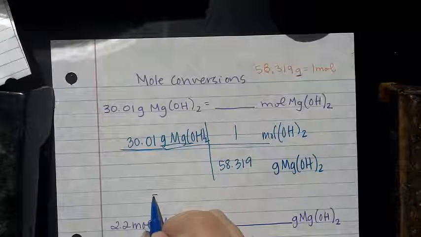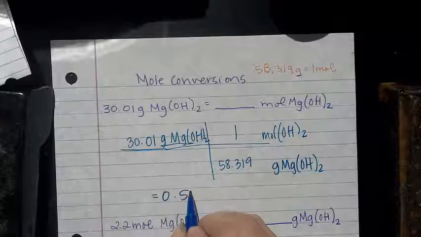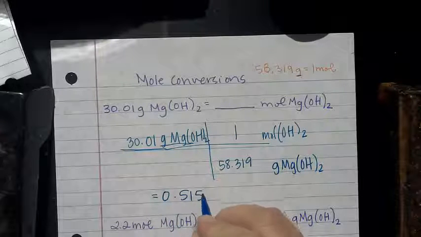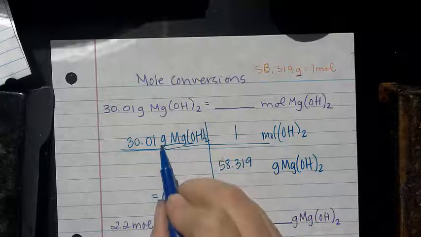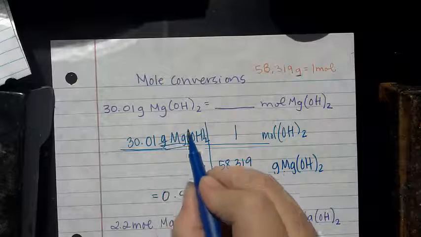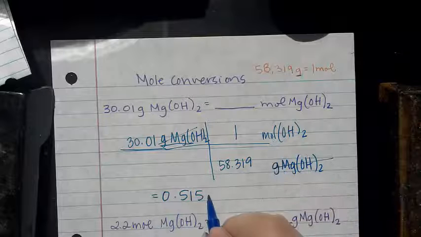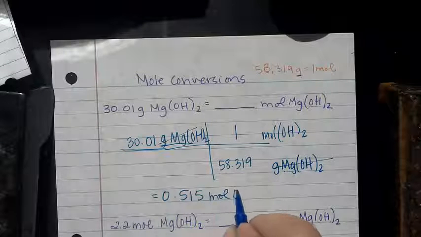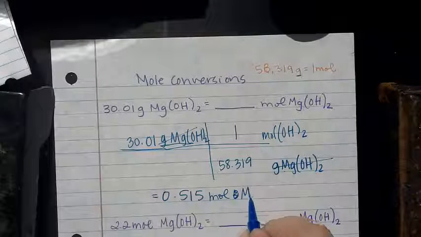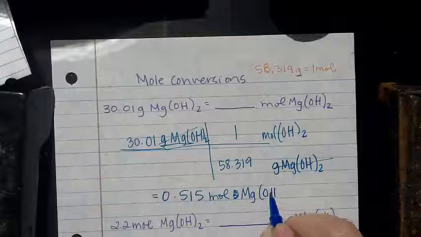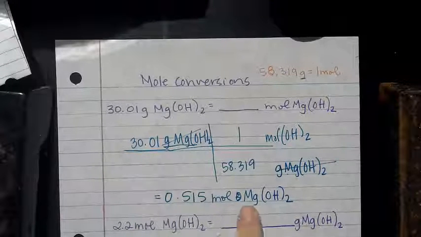So your answer is going to be 0.515. And remember, because we've used grams here and because we've used grams here, they're going to cancel out. And so moles of Mg(OH)2. So that's going to be your answer.